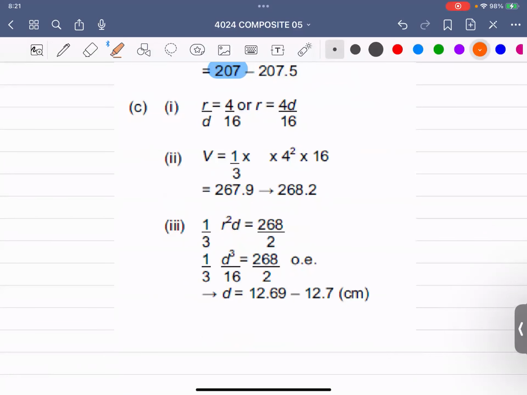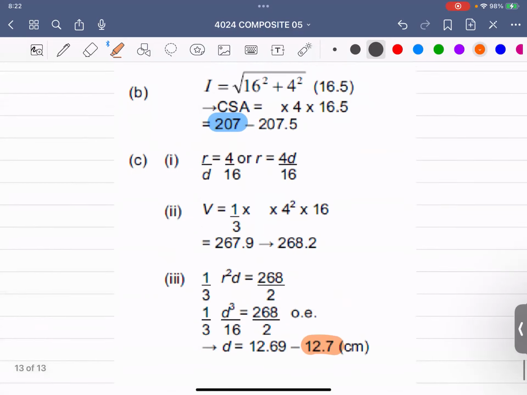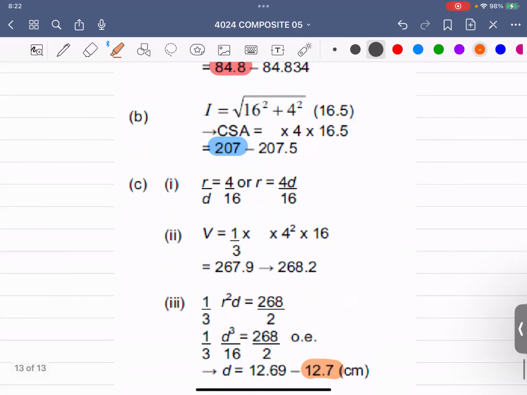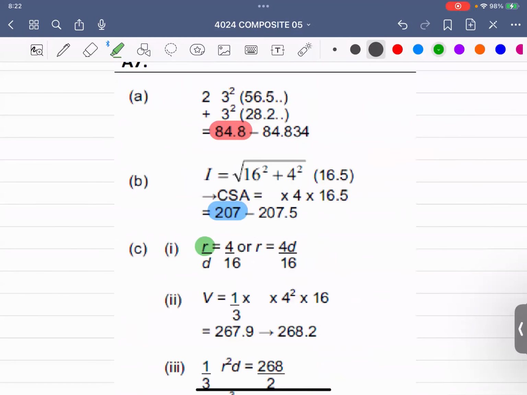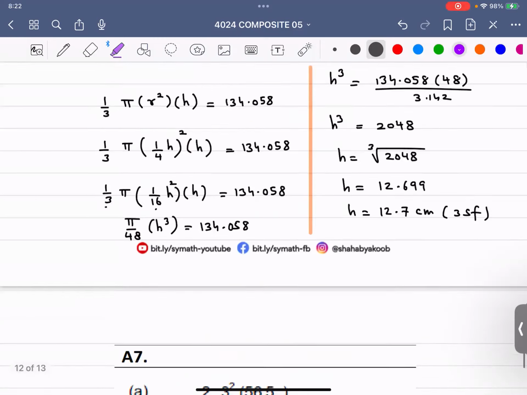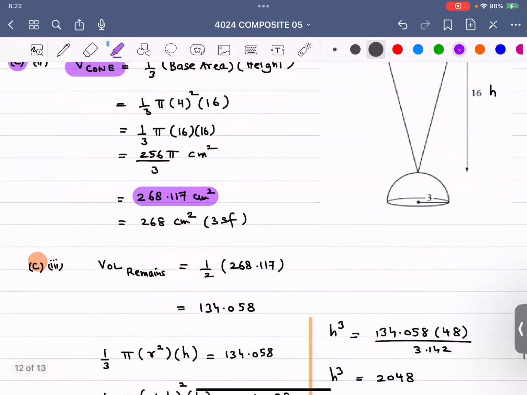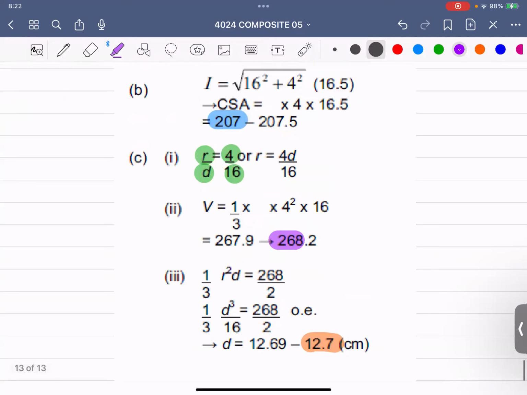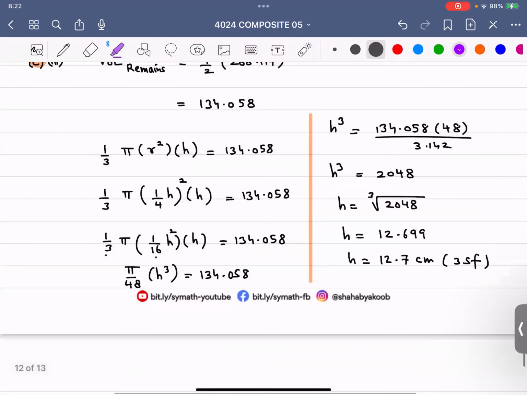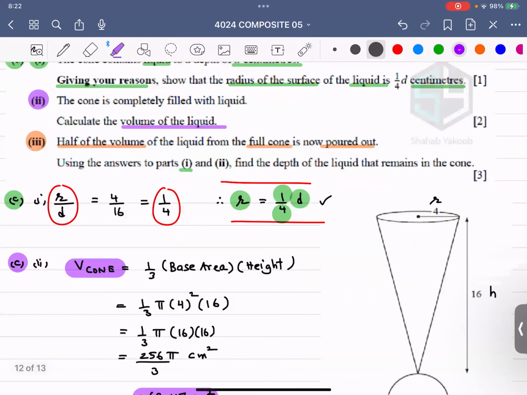So there it is. The value of h is 12.7. That is done. And that is how we get this answer. And this thing was already done. So this is green and then purple. So this is green over here. R over D is 4:16. That's done. And this purple one is, we wrote 268 centimeter. So we wrote 268, just this much. So that's how this particular question is done. And that finishes the concept of mensuration.